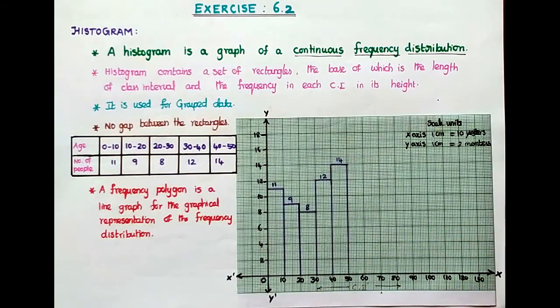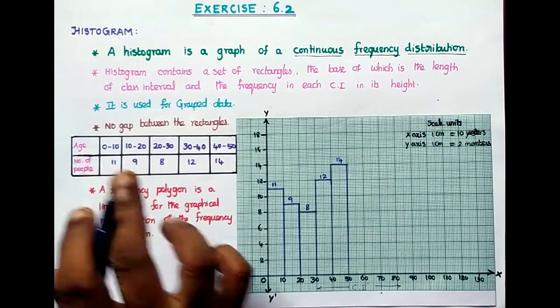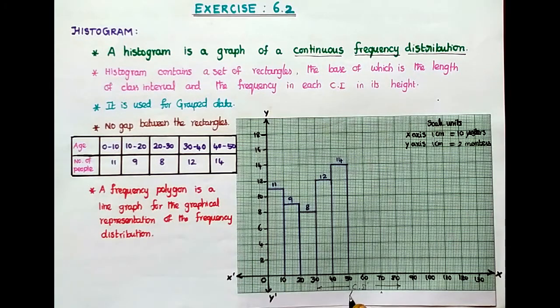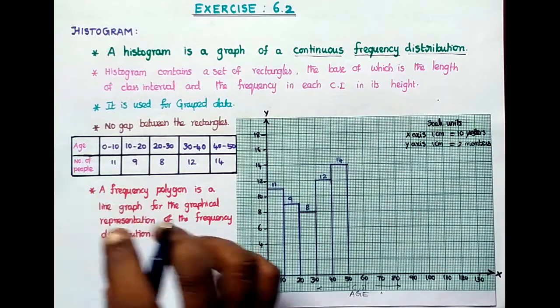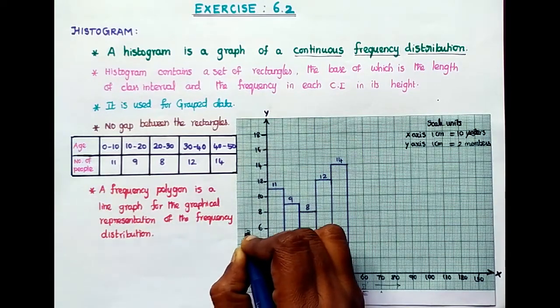Listen, it is the class interval, no? It denotes the age. So it is age. Next, the number of people.